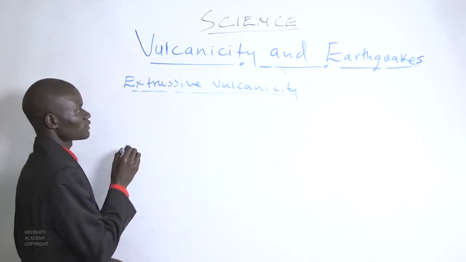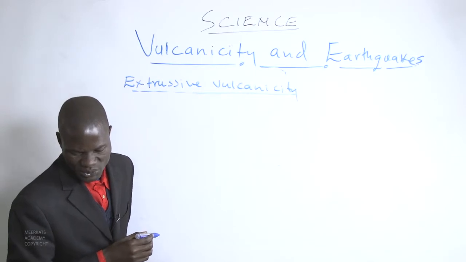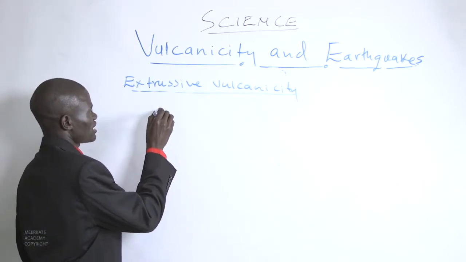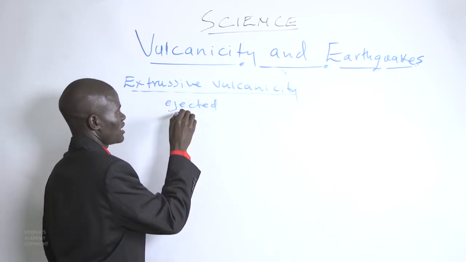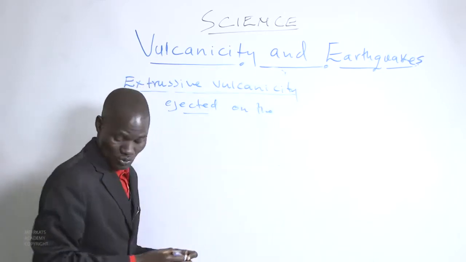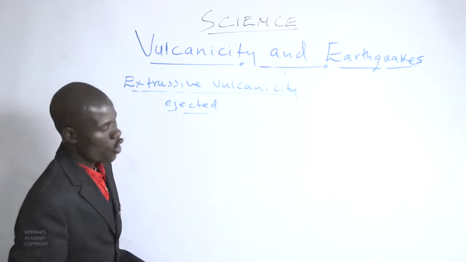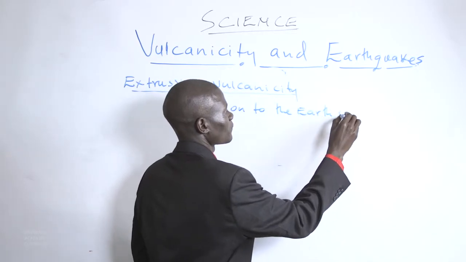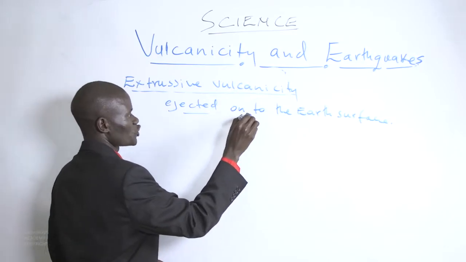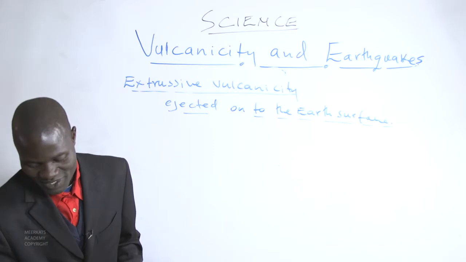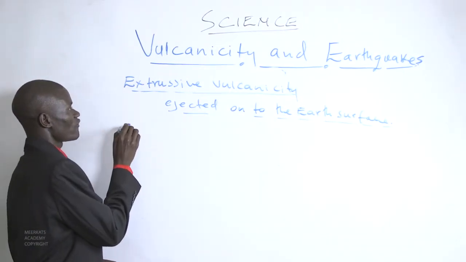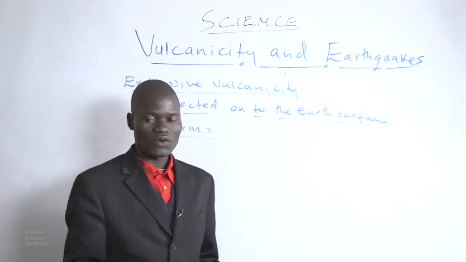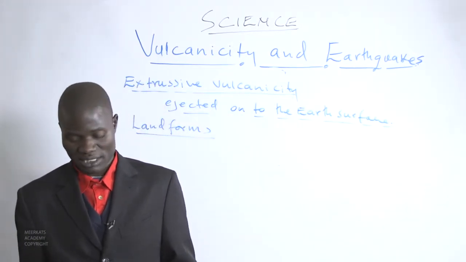And these materials, we have already seen them. They include ash, pyroclasts, and cinder. During volcanic activity, these materials are ejected onto the Earth's surface. That is the major point that we have to understand and consider. Therefore, in the process, it will result in the formation of extrusive landforms. The landforms that are formed are referred to as extrusive landforms or features.